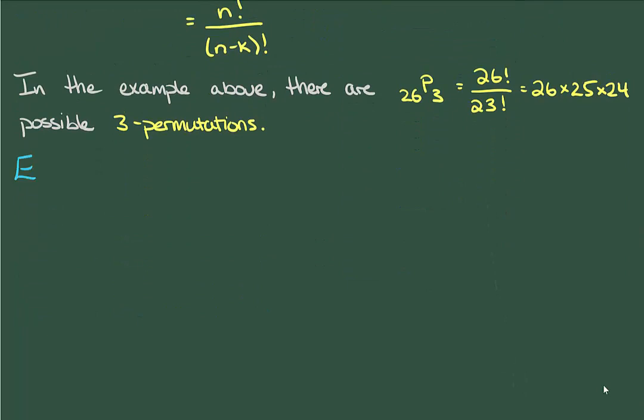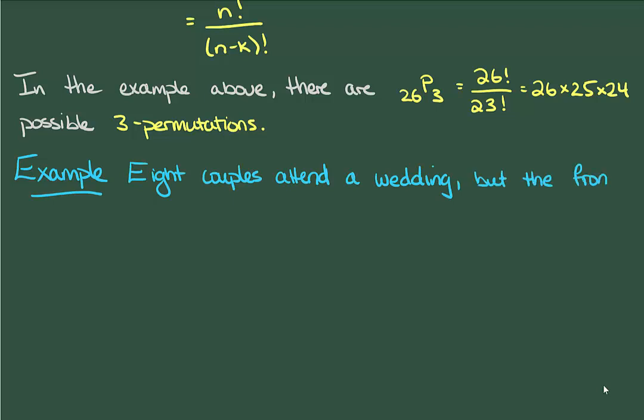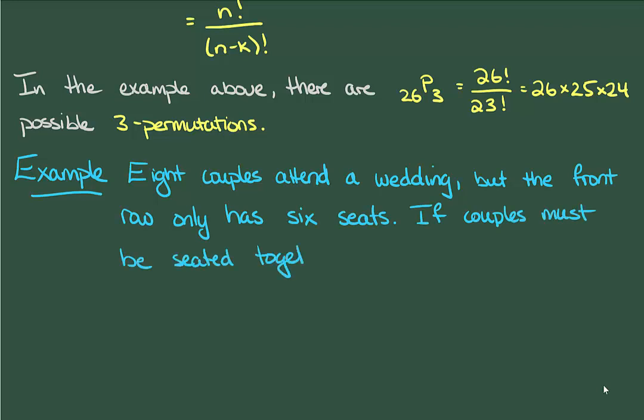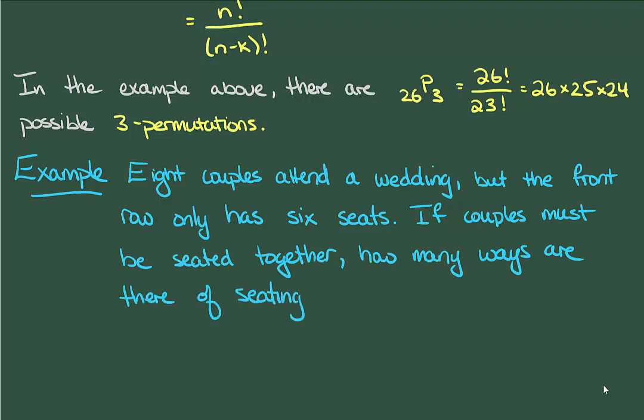All right, let's ramp up the example a bit and do something a little bit more complicated. So let's suppose that you have 8 couples attending a wedding, and the front row only has 6 seats. Now, if the couples must be seated together, we want to ask ourselves, how many ways are there of arranging guests in the front row?